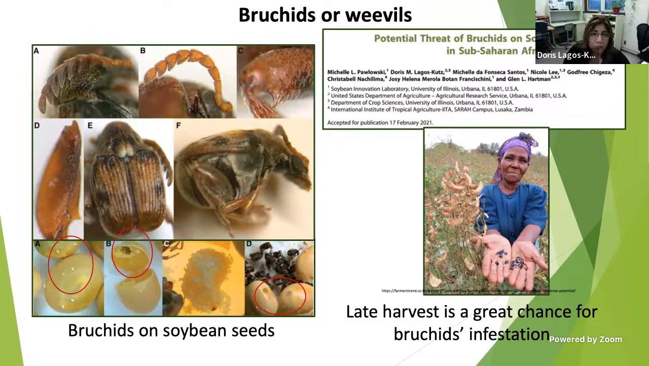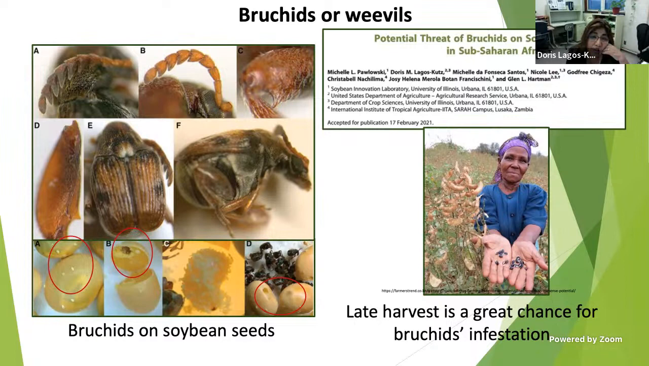Continue with bruchids or weevils. They are a problem in the storage process. So these bruchids are actually, I just want to share with you this picture, which I love. And we worked with Michelle and the group in 2019 to identify what kind of bruchid it was. But we could see how the damage looked like.